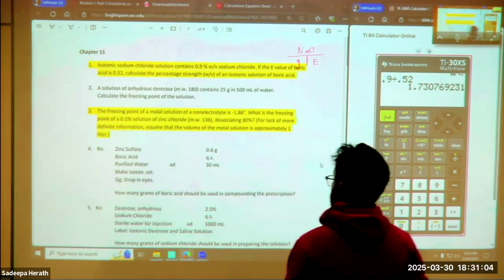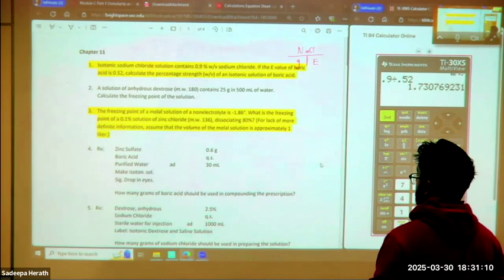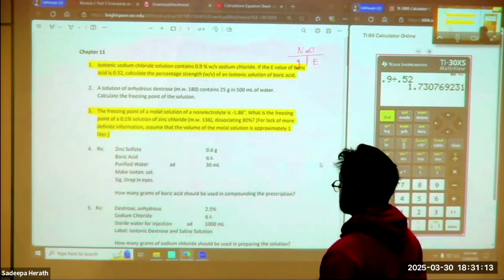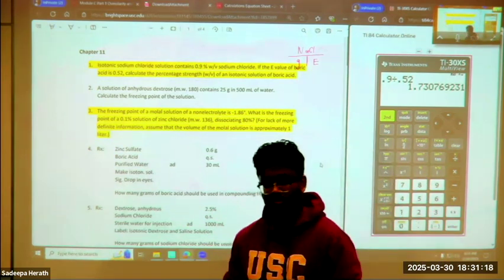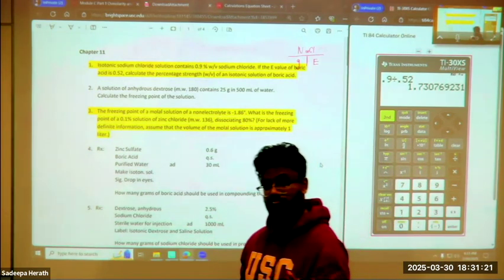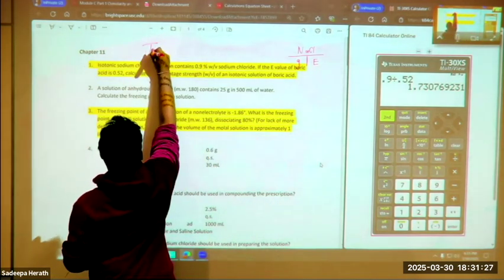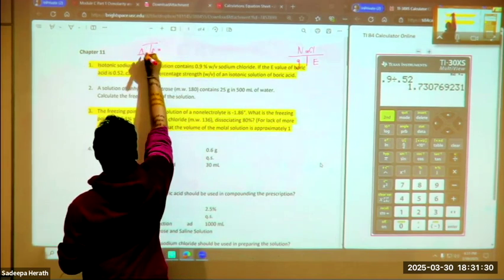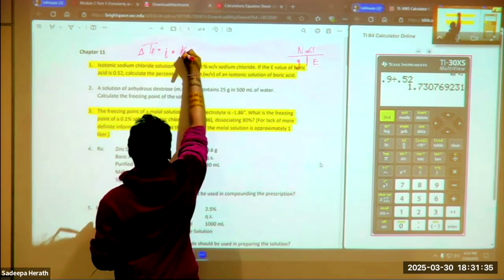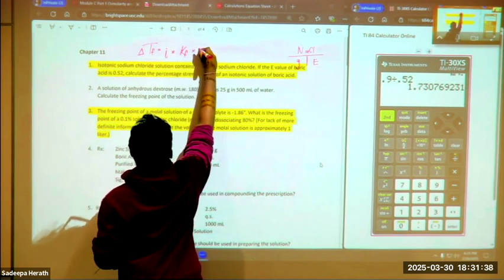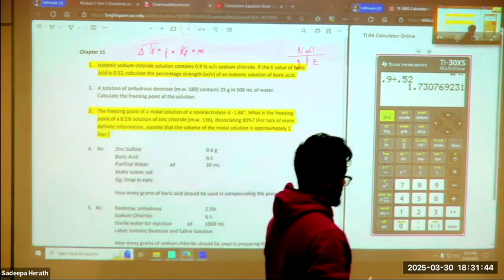So reading off the question here, a solution of anhydrous dextrose contains 25 grams in 500 ml of water. Calculate the freezing point of the solution. Like I said, a lot more chemistry based. Different ways to go about it, but an equation that we can typically use in this scenario is delta TF equals I times KF times M.